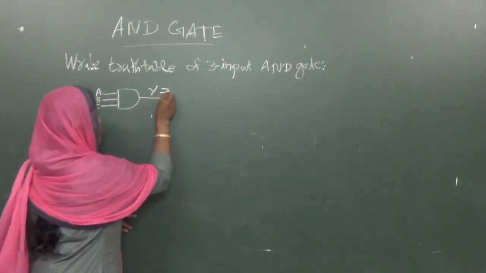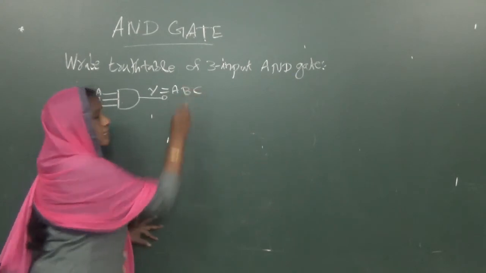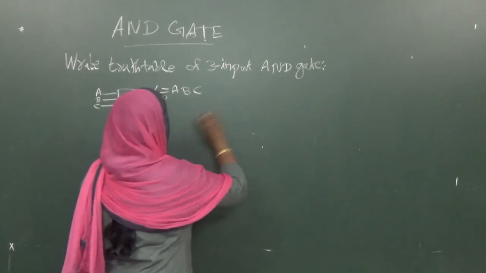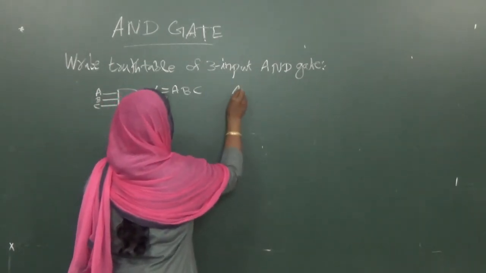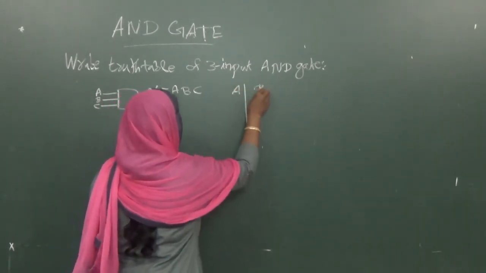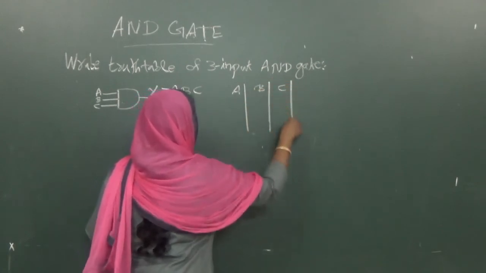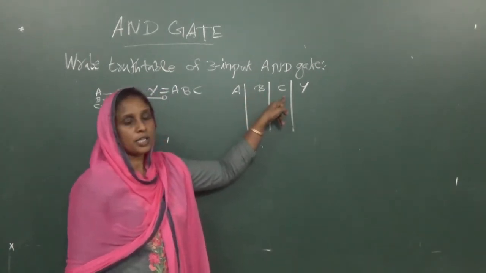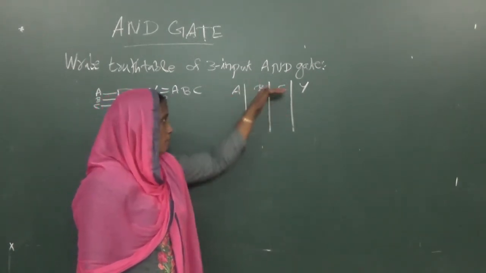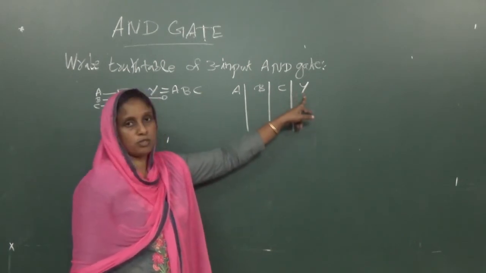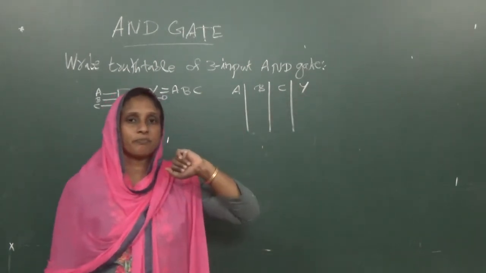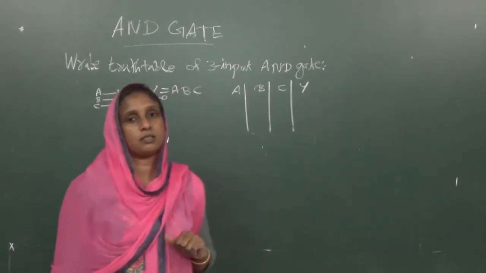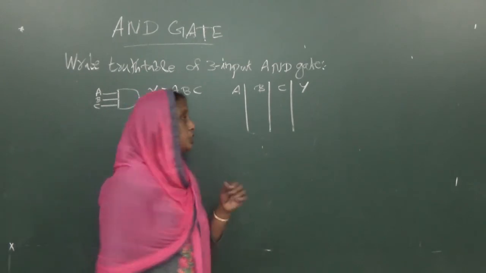Now this is Y equal to A, B and C. Now we can write its truth table. This is A, B, C and Y. There are 3 inputs, so 3 columns are there for inputs and 1 for output. Now how many rows are there? There are 3 inputs, so 2 cube rows are there. 2 cube means 8 rows.